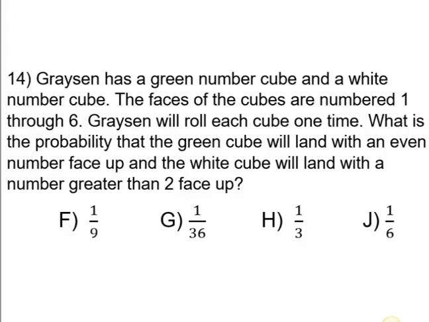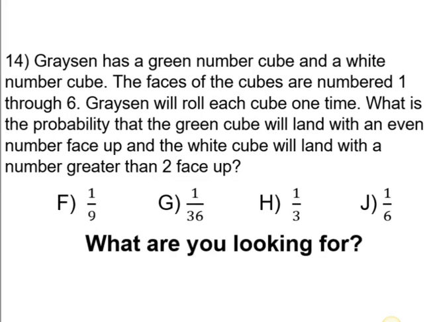Grayson has a green number cube and a white number cube. The faces of the cubes are numbered 1 through 6. Grayson will roll each cube 1 time. What is the probability that the green cube will land with an even number face up and the white cube will land with a number greater than 2 face up? F, 1/9; G, 1/36; H, 1/3; J, 1/6.